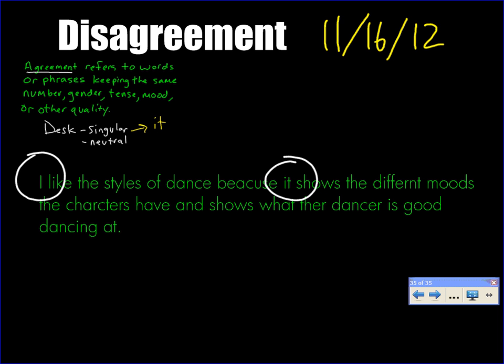What does it replace? What word in this sentence does it replace? Yes. That's what she thought. So, Luke, dance. Is dance singular or plural? Singular. Very good. Is it masculine, feminine, or neutral? Neutral. That's right. So it seems we have a singular, neutral noun, and that's why she used a singular neutral pronoun.